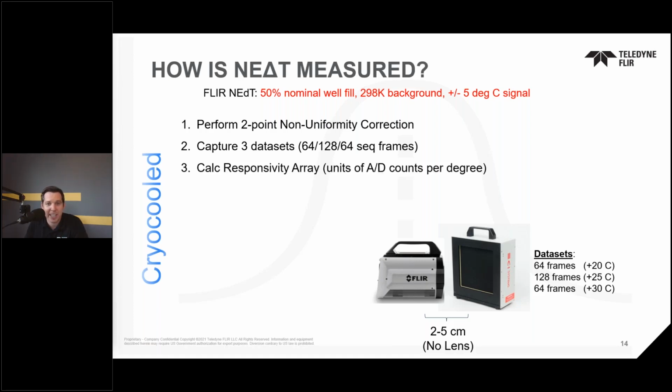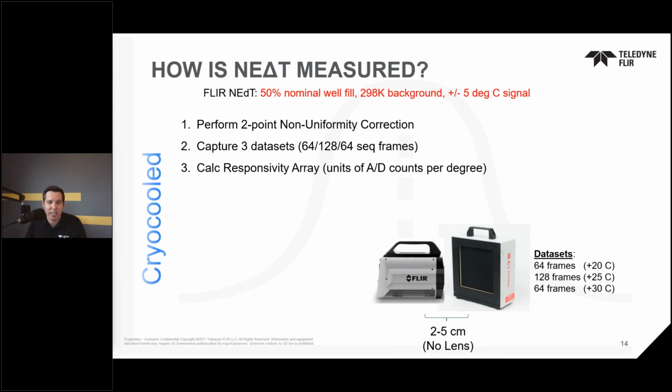For the second data set, we change the black body temperature to 25 C, collect 128 sequential frames, take the standard deviation of each pixel's value over the 128 frames, and place these standard deviations into an array, which then represents our temporal noise, again in A to D counts.